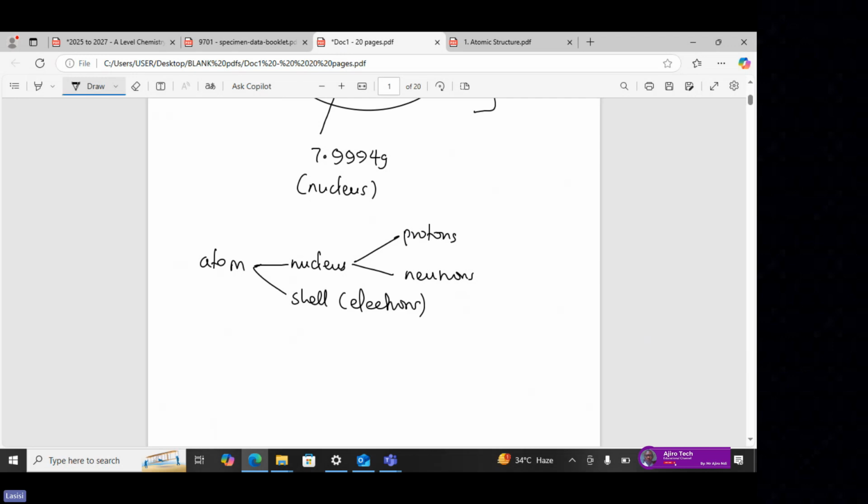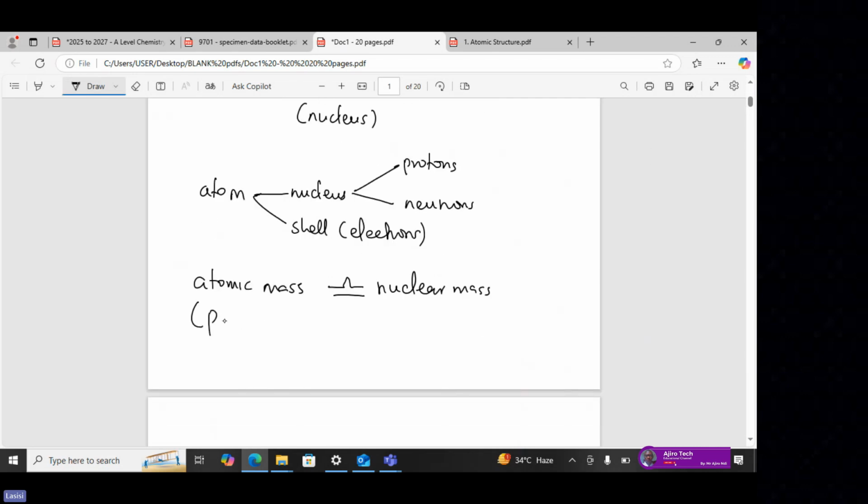What does that imply in terms of mass for the electron? We are saying that atomic mass is approximately equal to nuclear mass, the mass of the nucleus. The nucleus contains proton and neutron. So the mass of proton plus neutron plus electron is almost equal to the mass of proton and neutron. What does that imply for the electron?